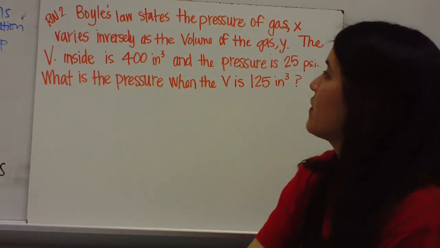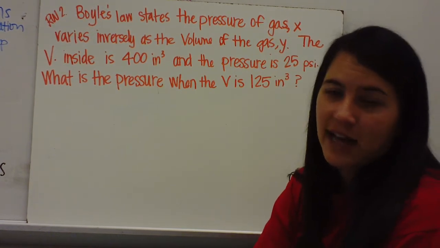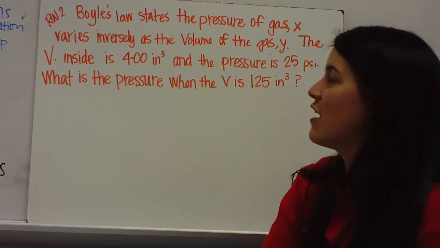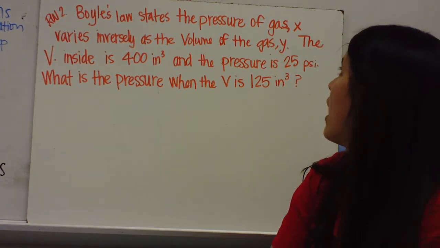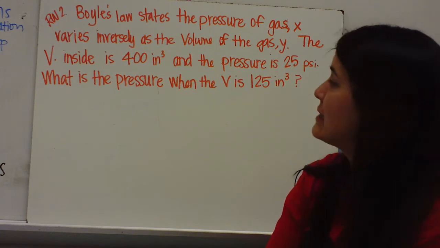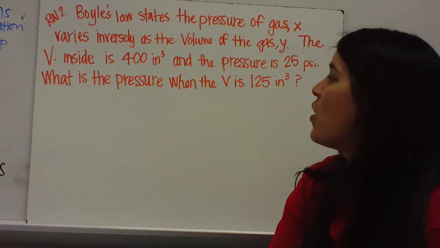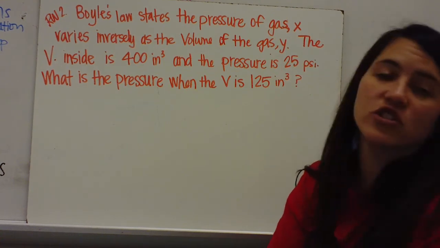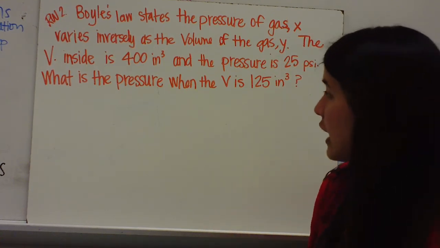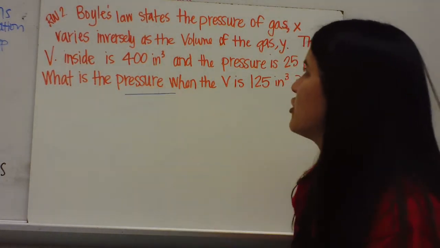Alright, real world number 2. Boyle's law states the pressure of gas, X, varies inversely as the volume of the gas, Y. The volume inside is 400 inches cubed, and the pressure is 25 psi. What is the pressure when the volume is 125 inches cubed? So we are looking for a missing value in this one. We're looking for the missing pressure.